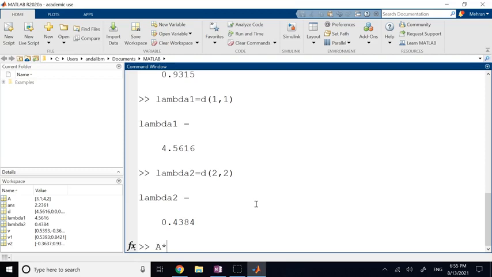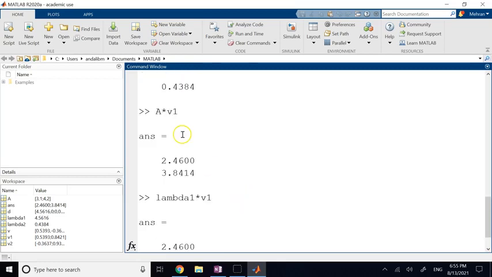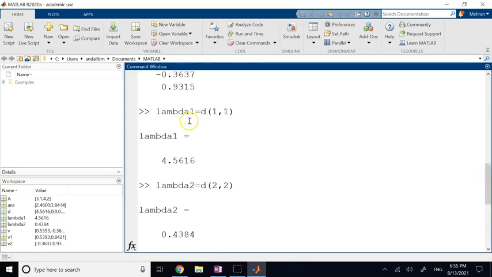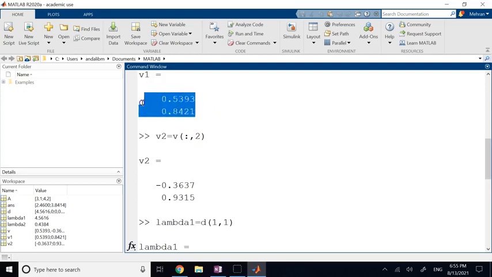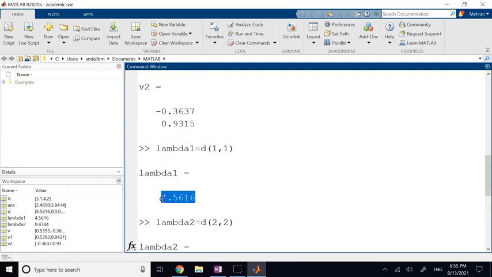So if I multiply A by V1, this is the result. And then if I say lambda 1 times V1, this is the result. You see, they're identical. So what did I do when I multiplied this matrix by this vector, which is 0.53 and 0.82? All I'm doing is resizing it, not reorienting it, resizing it by a factor of how much? Lambda 1, which is 4.56.